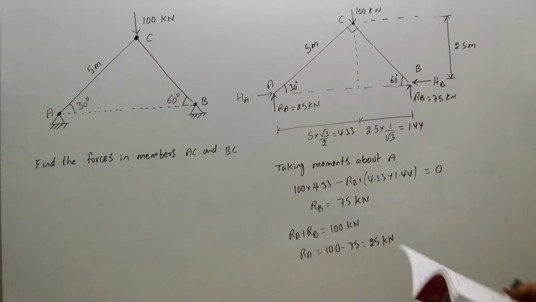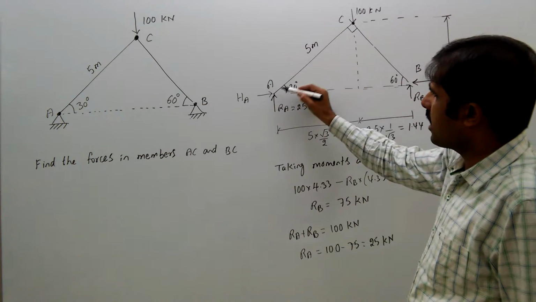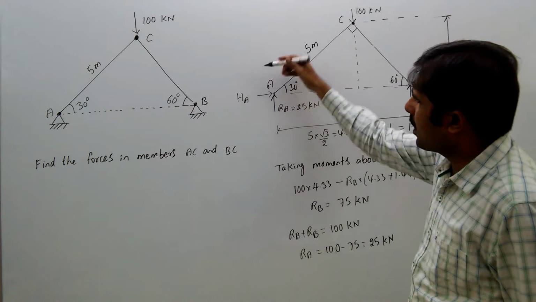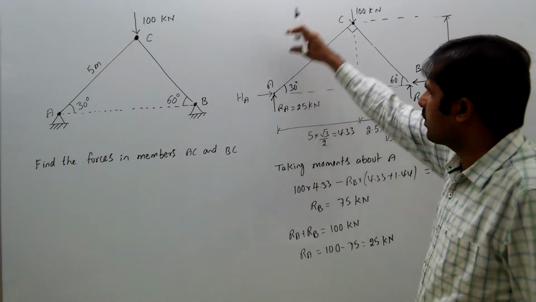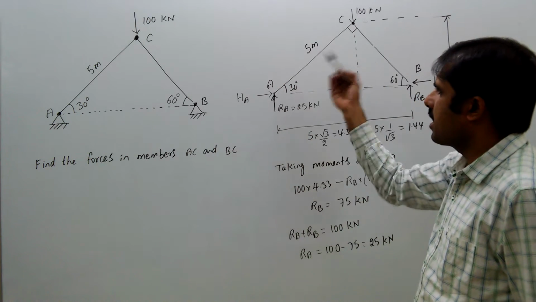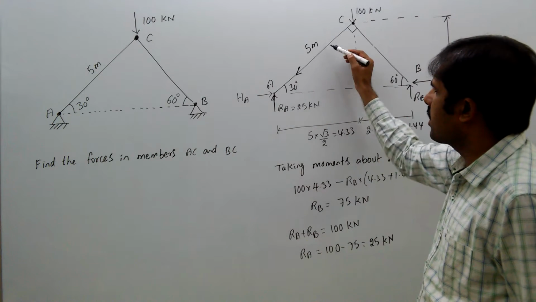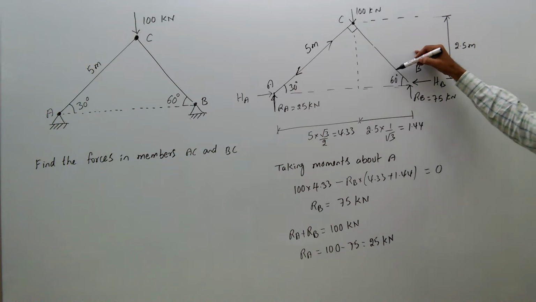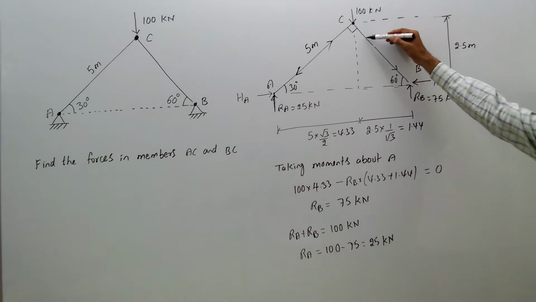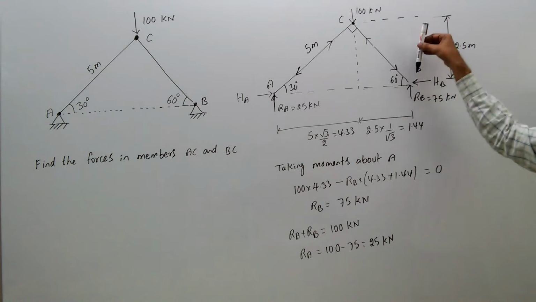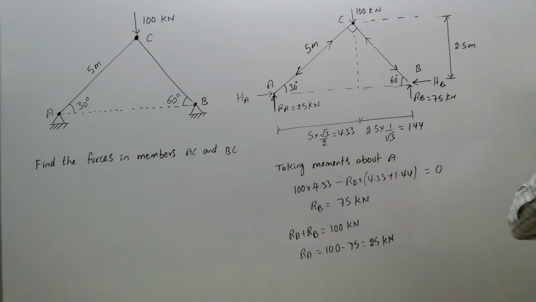Now we can imagine what kind of force will be there in AC. So obviously here the vertical component must be towards down, to balance this upward reaction at A. That means the force nature is like this. That means compressive force in AC. Similarly, here also the force must be compressive because the vertical component of this must be downward at B, so the force in BC also should be compressive.